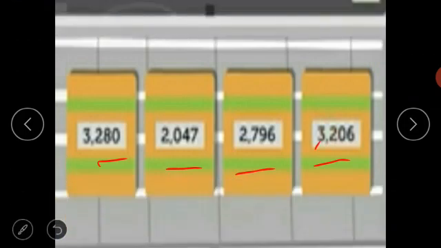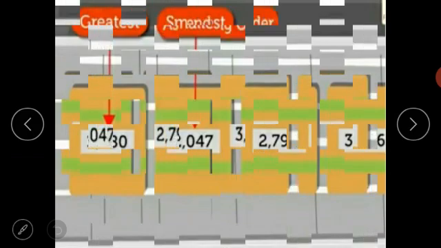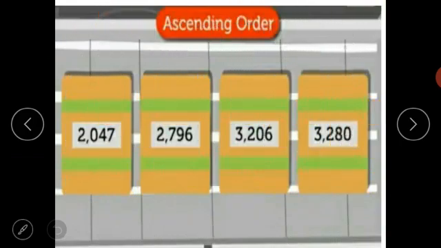Next we want to compare them in ascending order. What is meant by ascending order? Ascending order means smallest to biggest. So in all these numbers, which is the smallest number? 2047 is the smallest number. Then the greatest one is 3280.